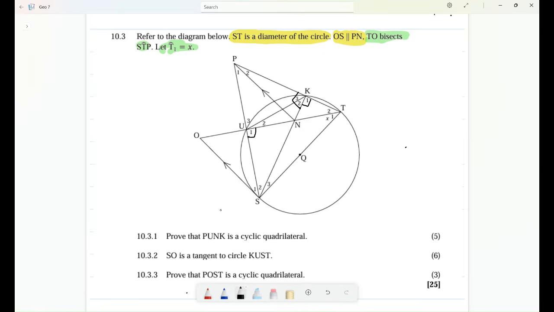Now let's look at 10.3.2. SO is a tangent to circle KUST. So to this circle, all right, it's fine. They normally leave out the word proof so that they can avoid saying it now and then. All right, it's fine. We are required to prove that SO is a tangent to this circle.